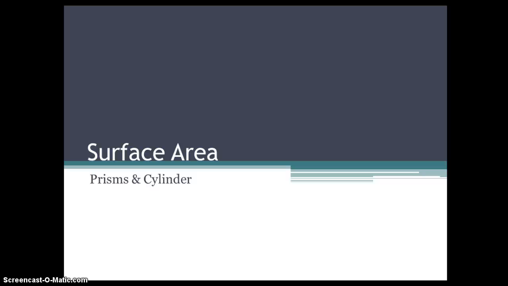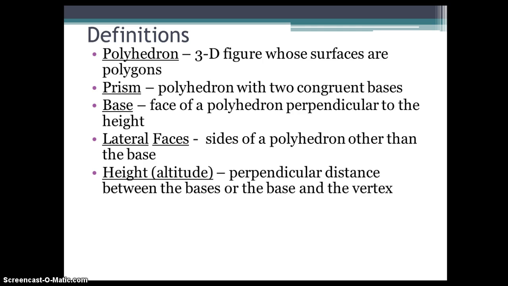Today we're going to focus on surface area, specifically that of prisms and cylinders. Now, a few basic definitions for the unit. A polyhedron is a three-dimensional figure whose surfaces are all polygons. A prism is a polyhedron with two congruent bases. The base is the face of a polyhedron perpendicular to the height. And the lateral faces are the sides of a polyhedron other than the bases.